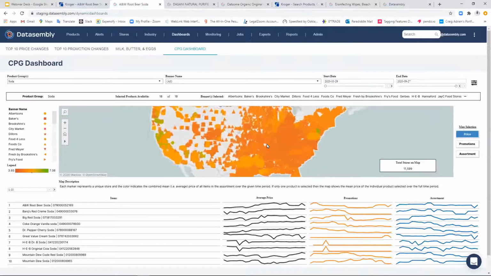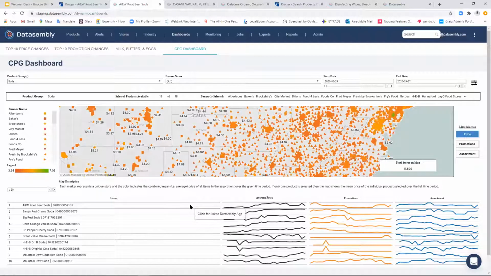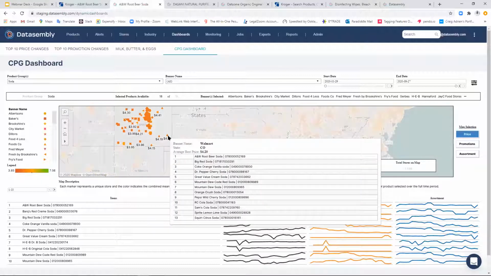What I can do here in the map is every single store, every banner is on here. And they all have their unique individual shapes over on the left-hand side, so we can see what they are. But I'm strictly looking at price right now for these soda items. I could hover over any one of these price points. I can see this Walmart in Colorado. I've got my average best price across that product set is $4.20. I've also got insight immediately into how many of those products on my watch list they actually have in their assortment. So I can see that particular Walmart has 13 of my important items on that list.